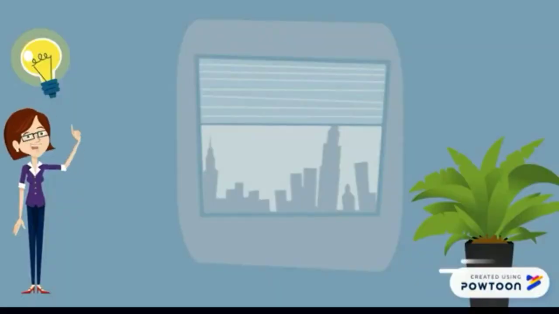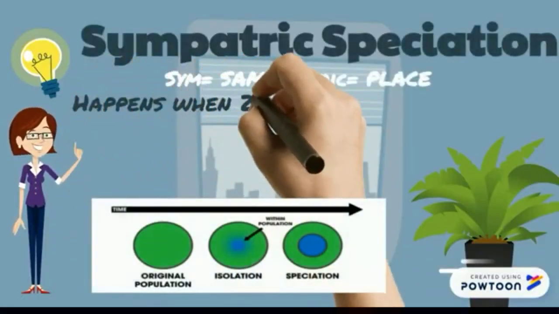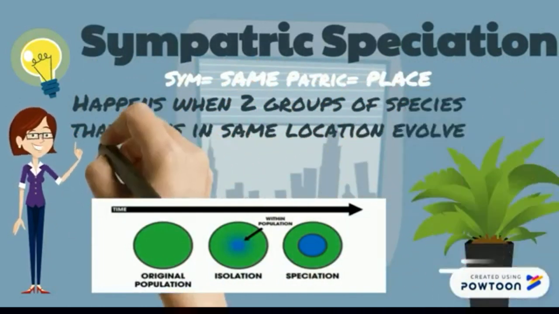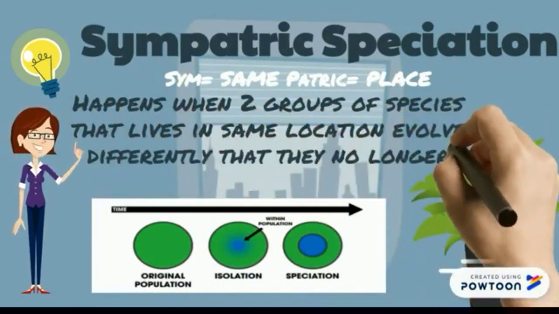Lastly is sympatric speciation. Sym meaning same while patric means place. It happens when two groups of species that live in the same location evolve so differently that they no longer interbreed.